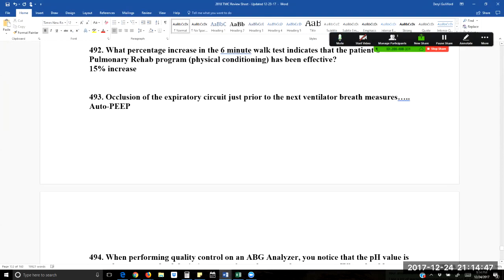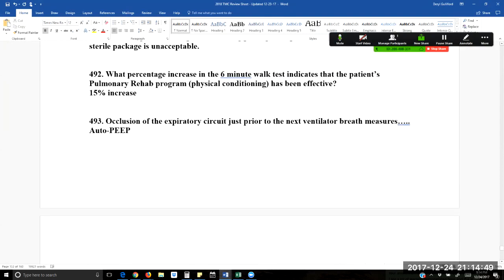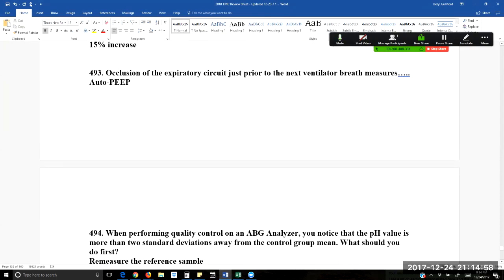492, what percentage increase in 6-minute walk test indicates the patient's rehab has been effective? 15%. I mentioned that earlier when we were talking about 6-minute walk. There you go. 493, occlusion of the expiratory circuit just prior to the next ventilator breath helps you to measure auto PEEP.